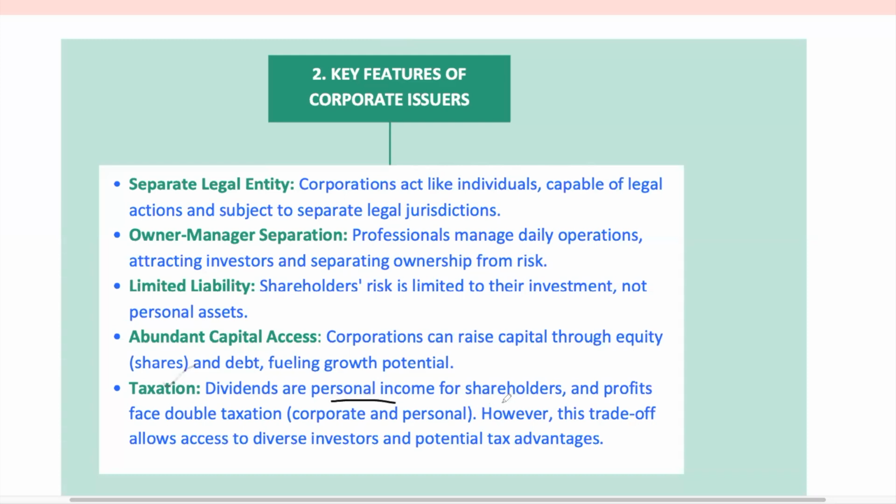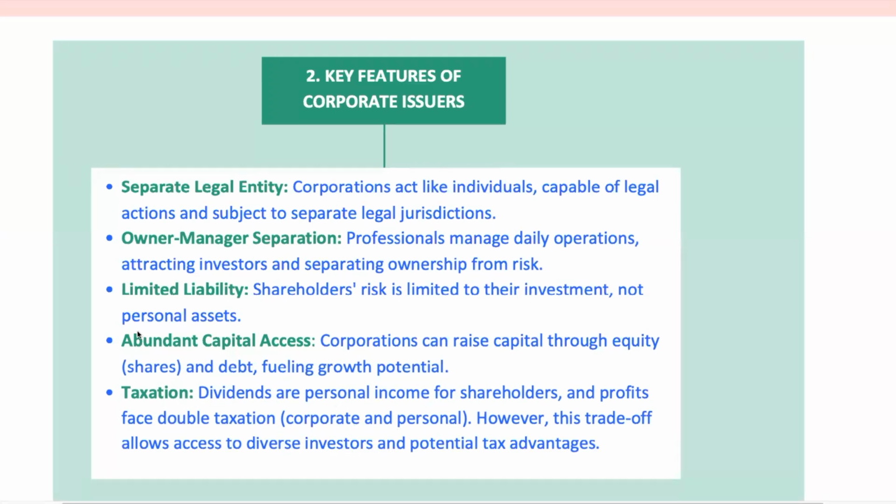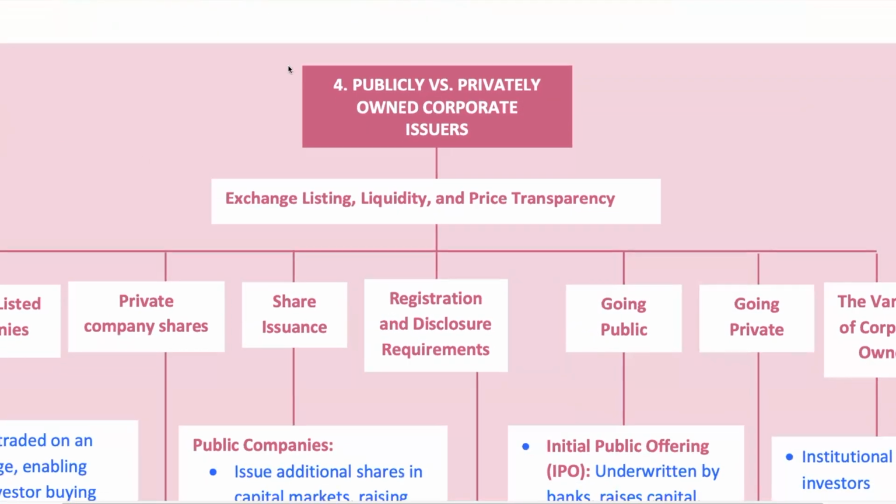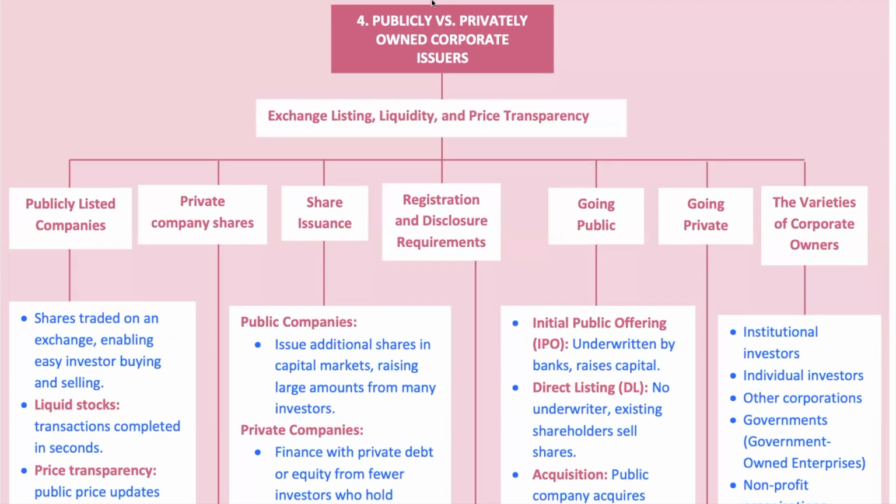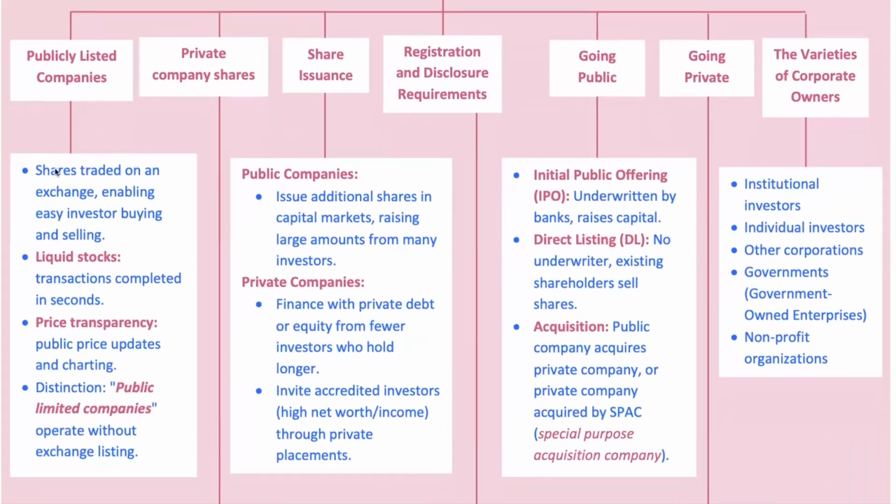Taxation. Corporations face double taxation. Profits are taxed at the corporate level, and distributions, dividends, are taxed as personal income. Despite this, they can store profits within the business in jurisdictions with lower corporate tax rates. Publicly listed companies have shares traded on stock exchanges, providing liquidity and price transparency. They can issue new shares and must comply with registration and disclosure standards.